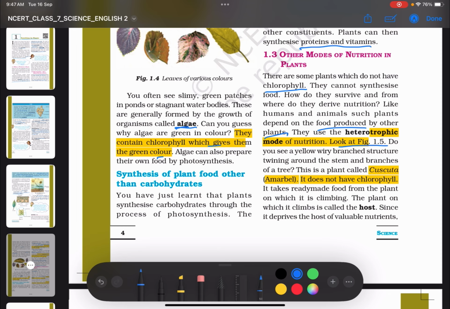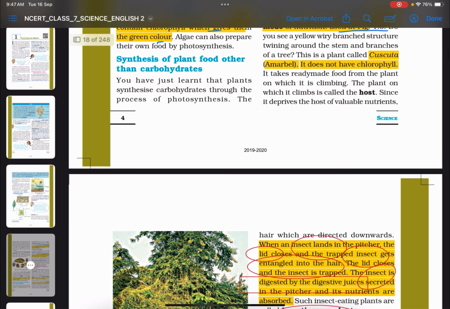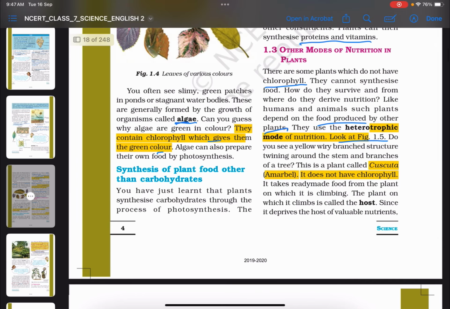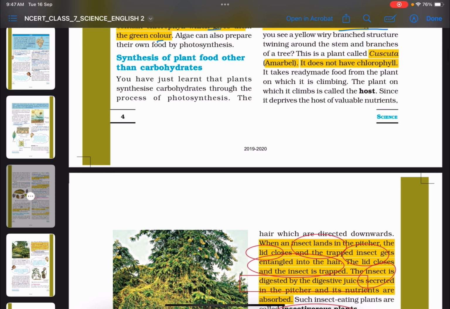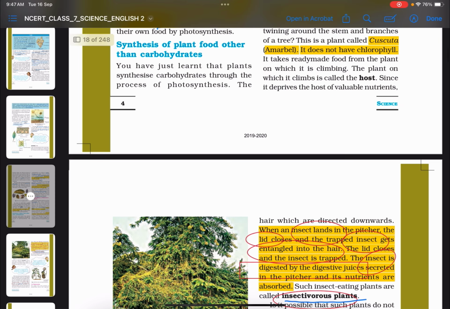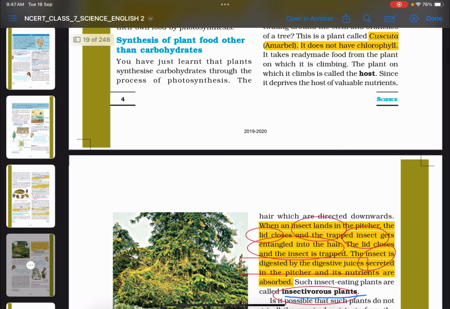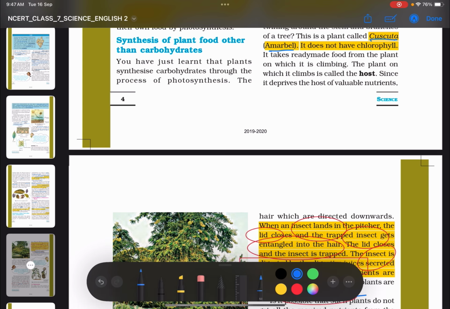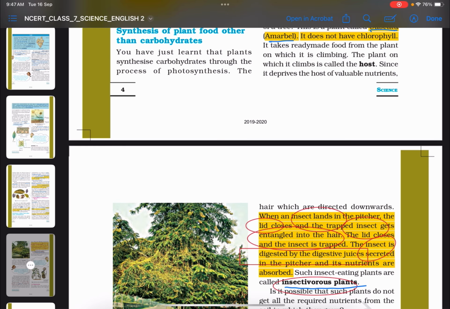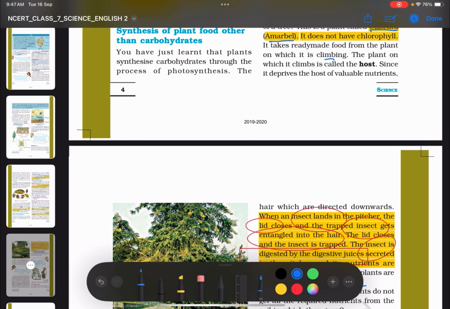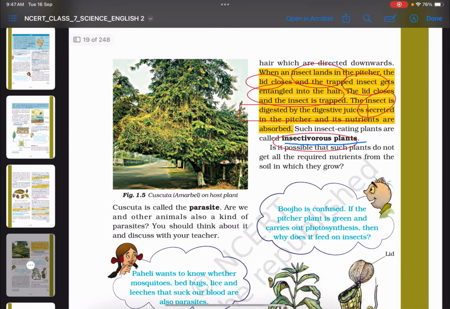Looking at figure 1.5, do you see a yellow wiry branch structure twining around the stem and branches of a tree? This plant is called Cuscuta, known as Amarbel. It does not have chlorophyll. It takes ready-made food from the plant on which it is climbing. The plant on which it climbs is called the host.